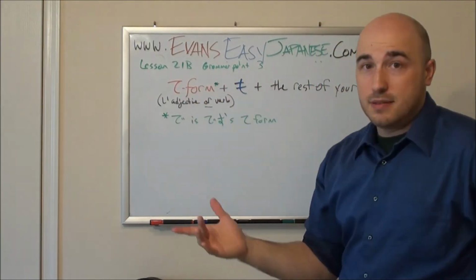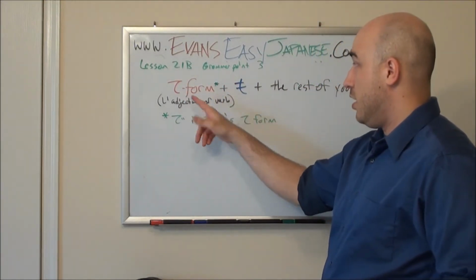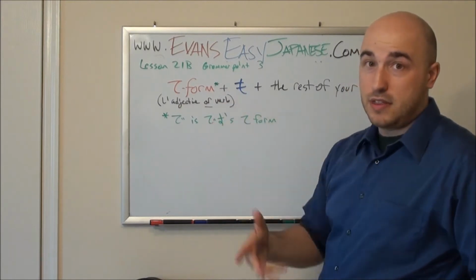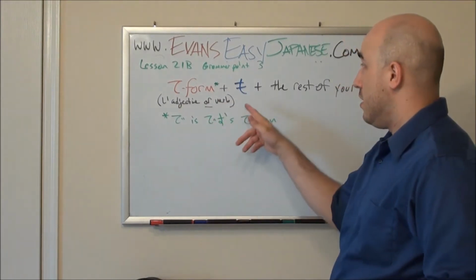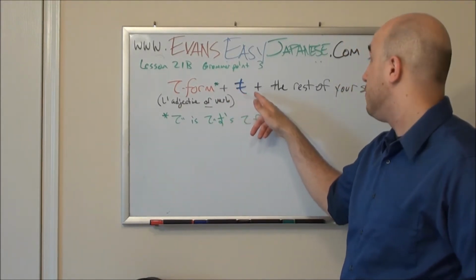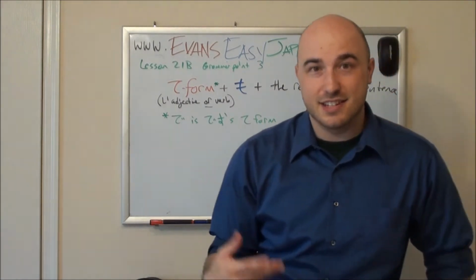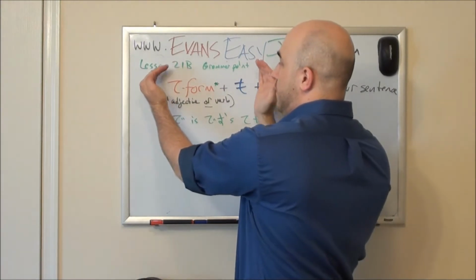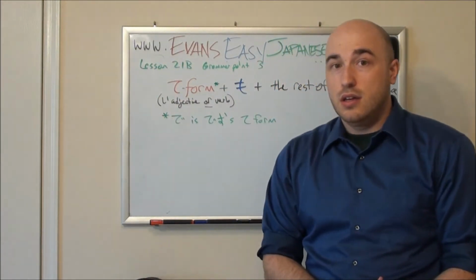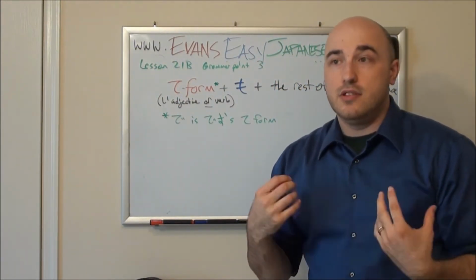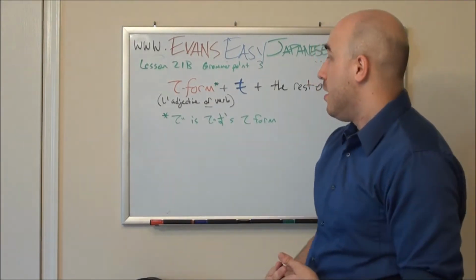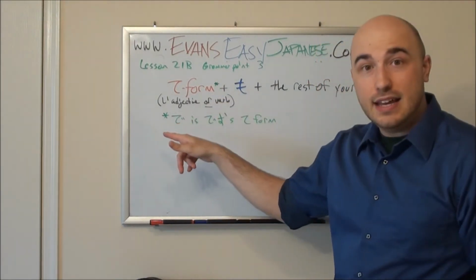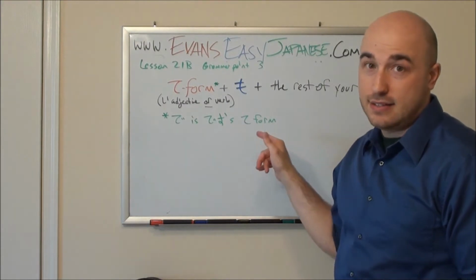So, the system is basically the te form of an e adjective or a verb. Remember that they can both have te forms. Plus mo, plus the rest of your sentence. If you find the te form plus mo inside of a sentence, treat it in the way that I'm about to explain. Also, don't forget, de is the te form of des. So, that little de particle that you've been learning, secretly that's the word des.